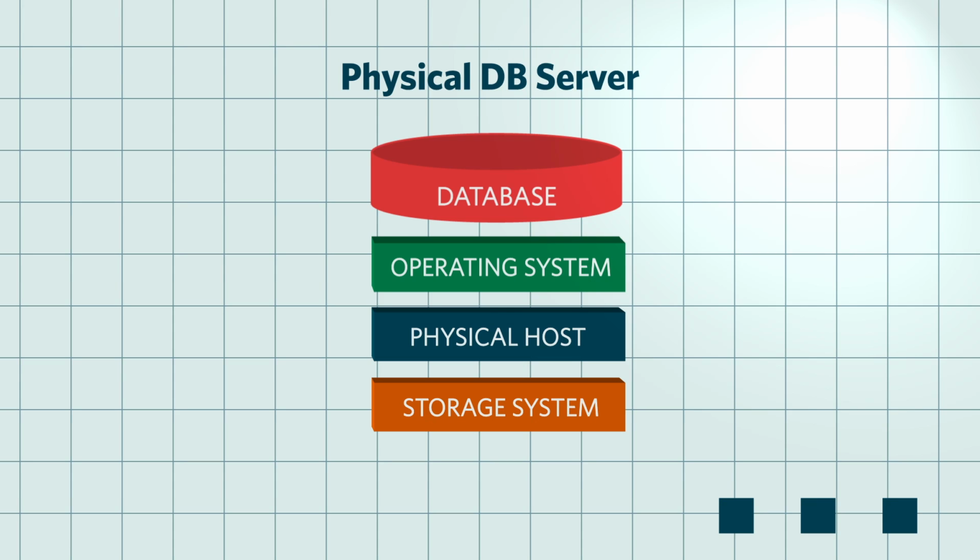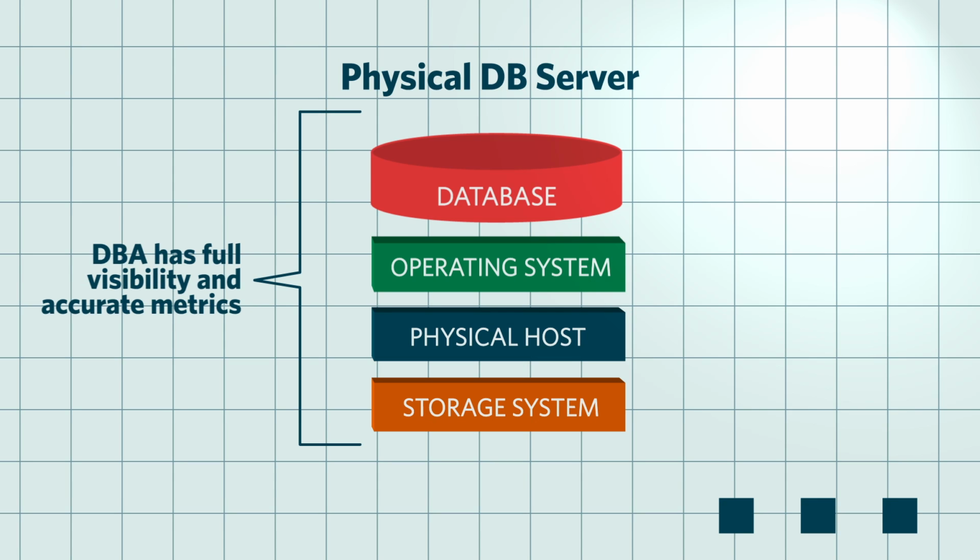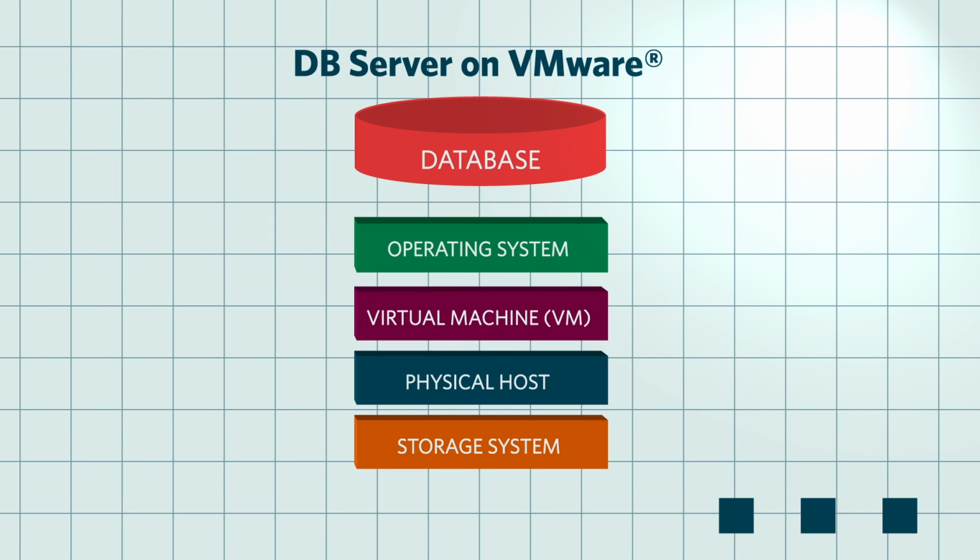When a database is running on a physical server, there is a clear view of what is happening at the various levels, such as the operating system, the physical host, and the storage layer. The layers below the database rarely change. Things are very different when a database is running on VMware.